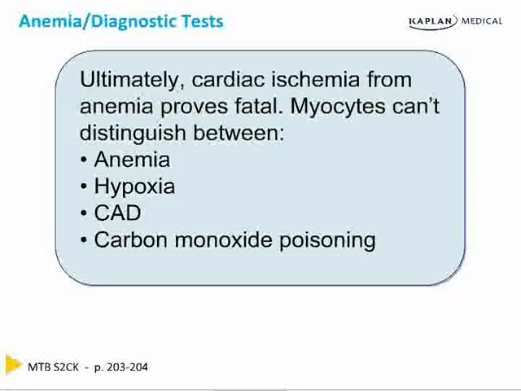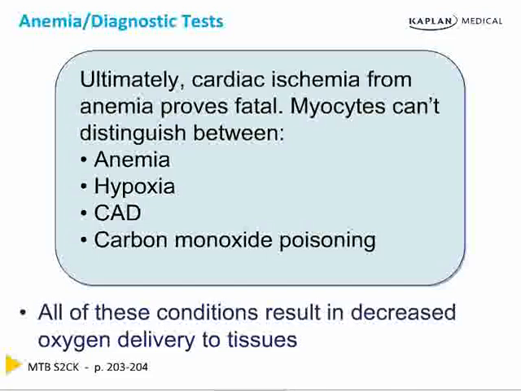Ultimately, cardiac ischemia from anemia proves fatal. And the myocytes just can't distinguish between anemia, hypoxia, coronary artery disease, or carbon monoxide poisoning. All of these conditions result in decreased oxygen delivery to tissues. In anemia, you don't have red cells to carry the oxygen, so how's the oxygen supposed to get to the heart? If you're hypoxic, there is no oxygen delivery. If you have coronary disease, there's stenosis, and there's a simple blockage of the flow of blood. How can you deliver oxygen if you can't get the red cells there?